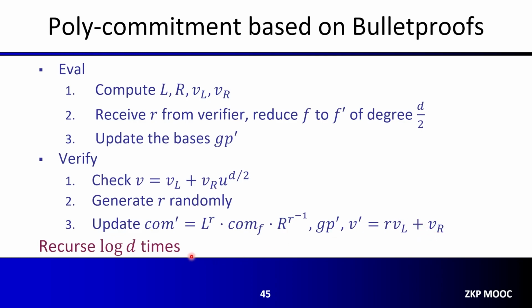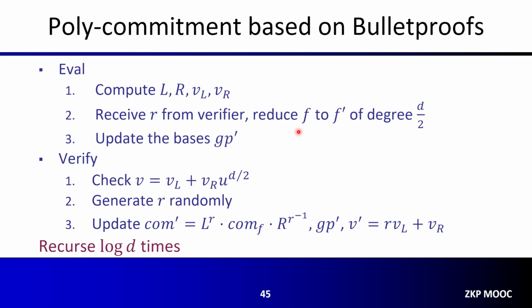After that, they do a recursion for log d times to further reduce the degree to d over 4, d over 8, and all the way to a constant polynomial. To complete this entire protocol, in the last round, the prover simply sends this constant size polynomial to the verifier, who checks it against the commitment and checks that the evaluation in the last round is correct. This completes the entire reduction of this bulletproof, and guarantees that the original evaluation of this polynomial of degree d is actually correct. So that is the complete description of this polynomial commitment scheme based on bulletproofs.